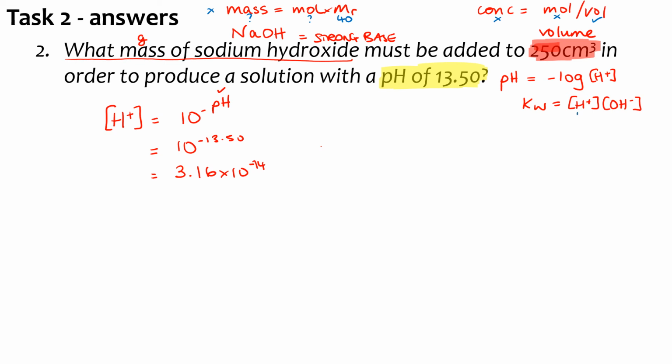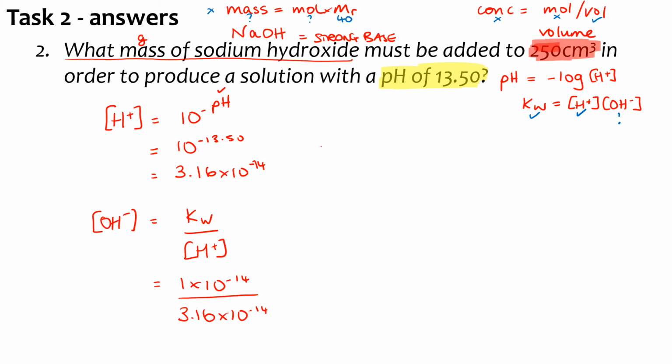Well, we've now got the concentration of H plus over here, and Kw, we know the value of 1 times 10 to the minus 14. Now, for this expression, we've got two things that we can tick off, so we can work out the third one, OH minus. Concentration of OH minus is going to be Kw divided by H plus concentration, just rearranging the Kw expression there. So 1 times 10 to the minus 14 for Kw divided by 3.16 times 10 to the minus 14 for H plus gives us a concentration of OH minus of 0.316 moles per decimeter cubed.